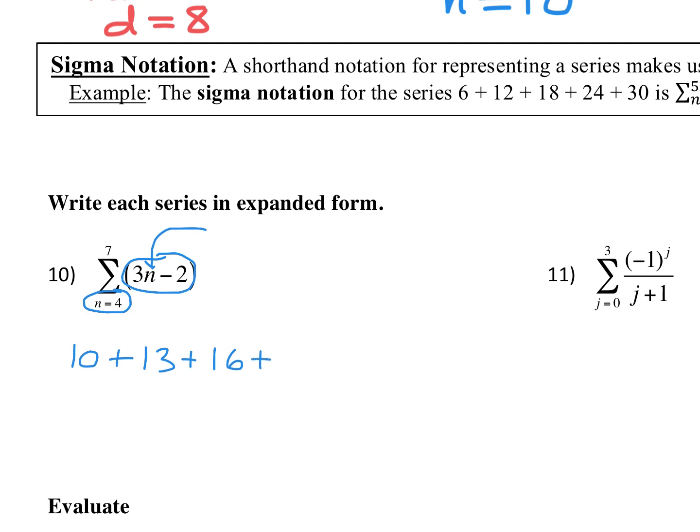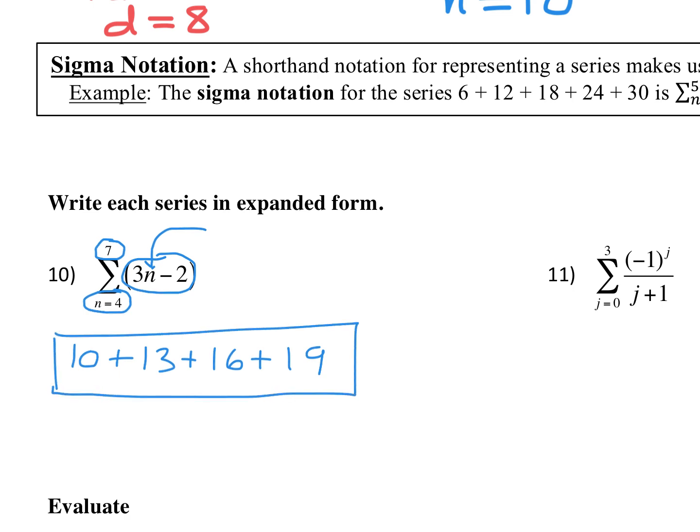And then you're not going to keep doing this forever. The number at the top tells you the last number you're going to plug in. So we plugged in 4, then 5, then 6. The last one we're going to plug in is 7. So if you do 3 times 7 minus 2, that is 19. All right, so they don't ask us to actually find that sum. They wanted it in expanded form. So that's expanded form, just showing what items are going to get added together.